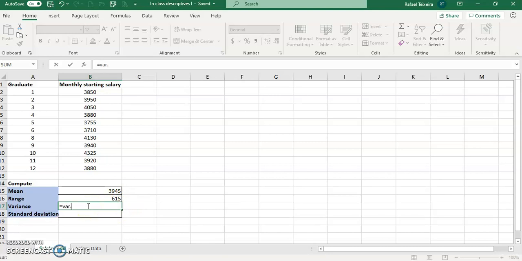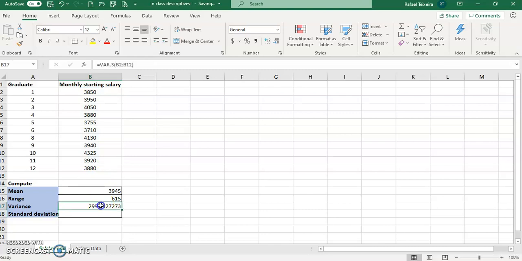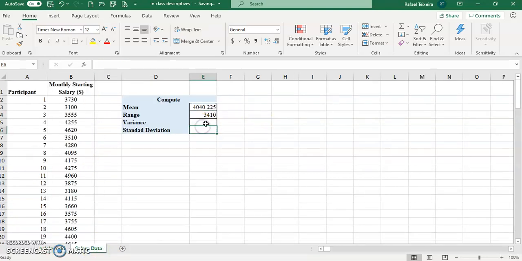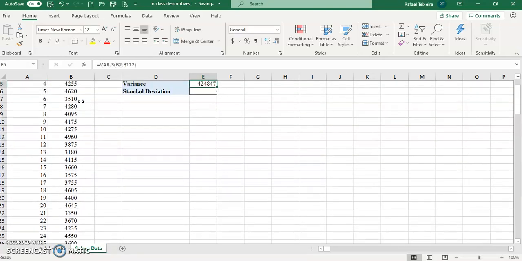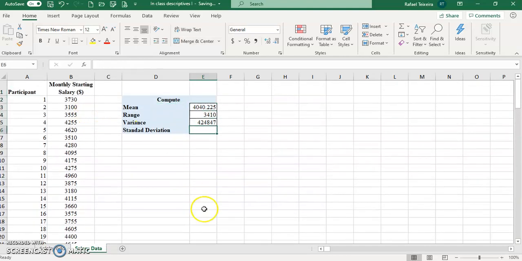The second one is VAR.S. Open parentheses, then you select all salaries, close parentheses. So this is the variance. Roughly speaking, it is the average squared difference from each one of these observations to the mean. Let's do that again in this second sample. We type equal VAR.S, open parentheses, we select the whole data set, close parentheses, and then we have the variance. So this is how you compute the variance in Excel.